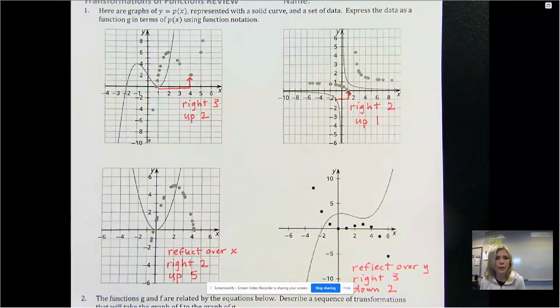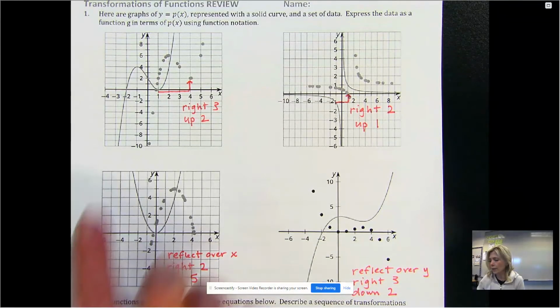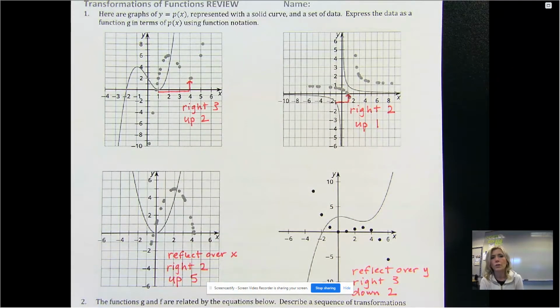So I just went ahead on number 1 to get started, and I wrote in what the transformations are. We have P of x, which is the solid curve, and then the data set is G of x, and we want to know how to get from P of x to G of x. So then we want to write an equation for G in terms of P of x.